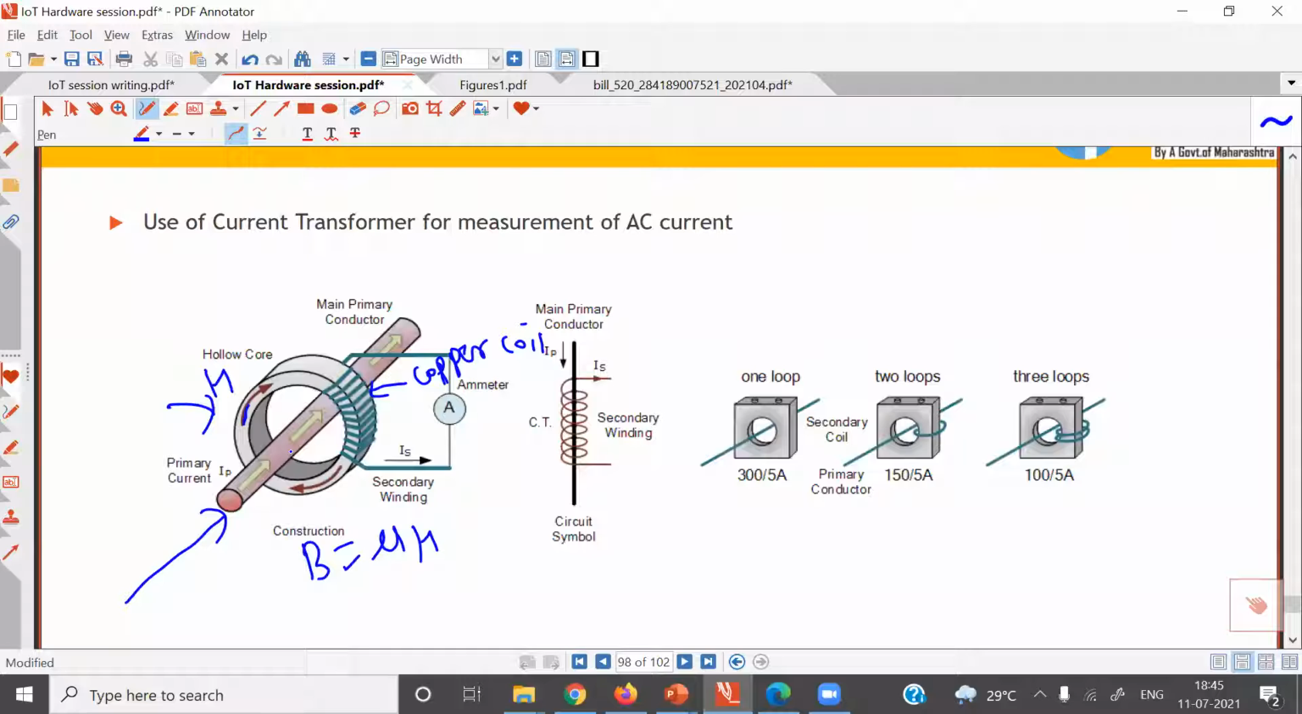So our closed circuit is coil, and coil consists of n number of turns. Purpose of putting more number of turns is to increase the voltage, because one turn induces small voltage. For n turns we get total voltage n times voltage induced in one turn. So voltage induced across this secondary here is directly proportional to current flowing on the conductor here, and this conductor is passed through the CT.